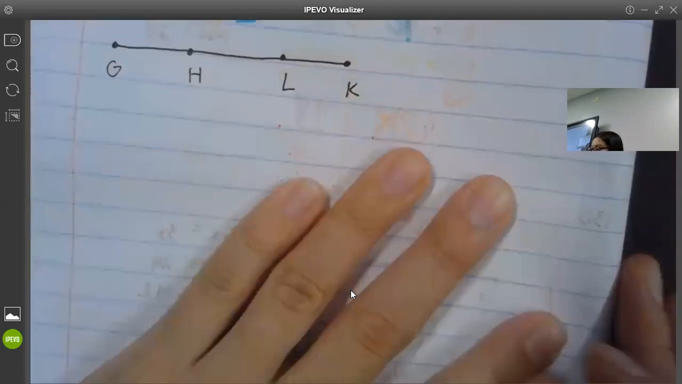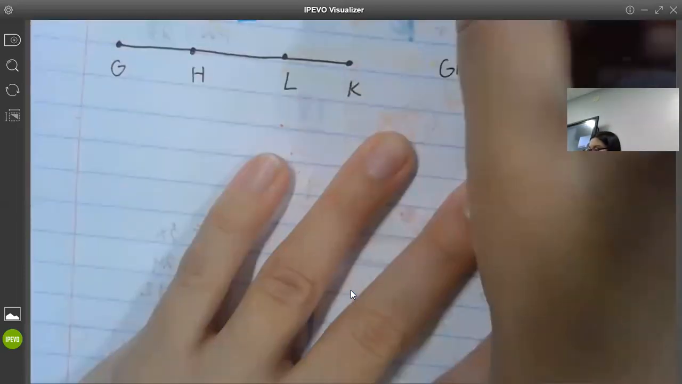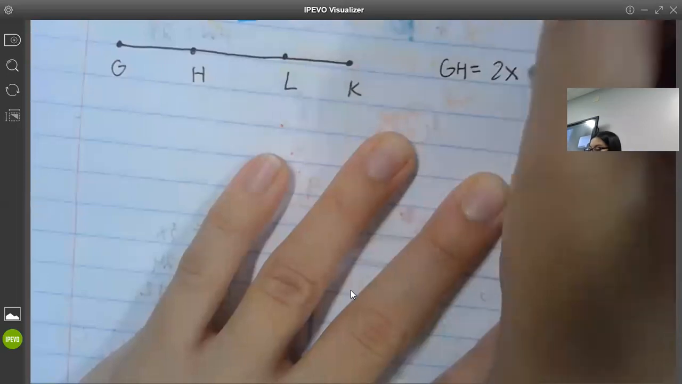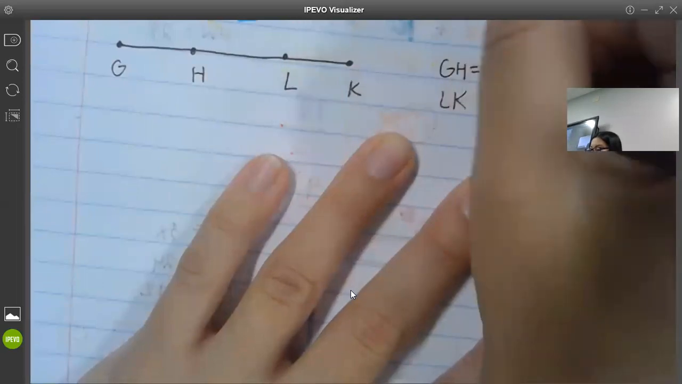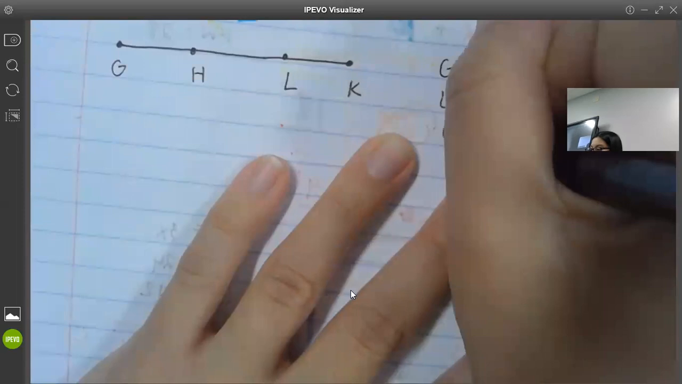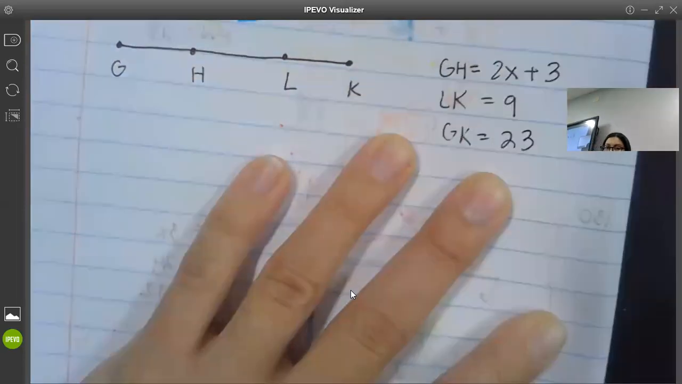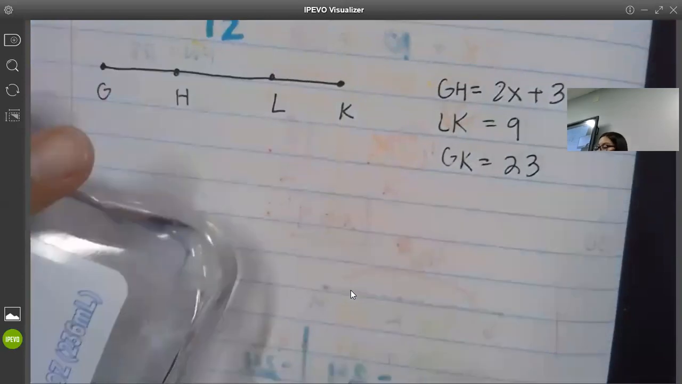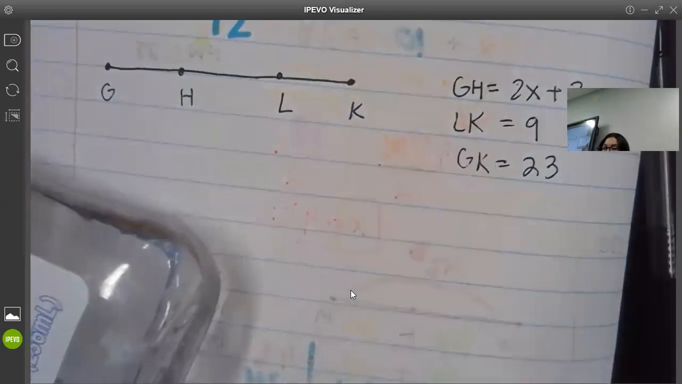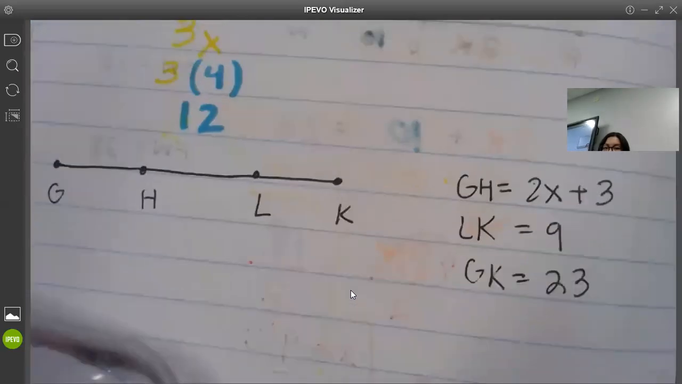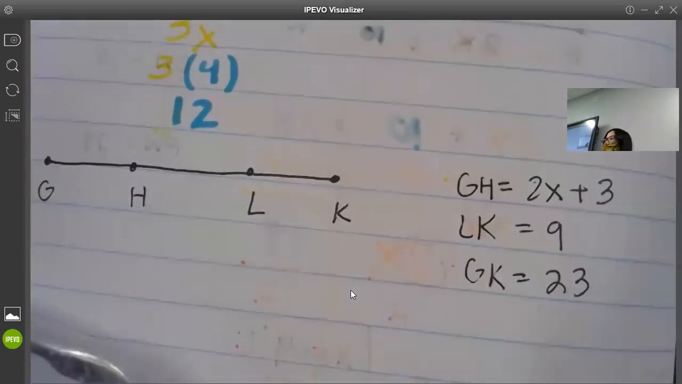All right, so for this one, GH, so between G and H, you're gonna put 2X plus 3. Between L and K, you're gonna put 9. Between G and K, you're gonna put 23. All right, so label for a red check. If you didn't get a red check before, please get a red check this time. Label from G, I'm just putting my hand sanitizer there so I can hold the paper. From G to H, 2X plus 3. From L to K, 9. From G to K, 23.